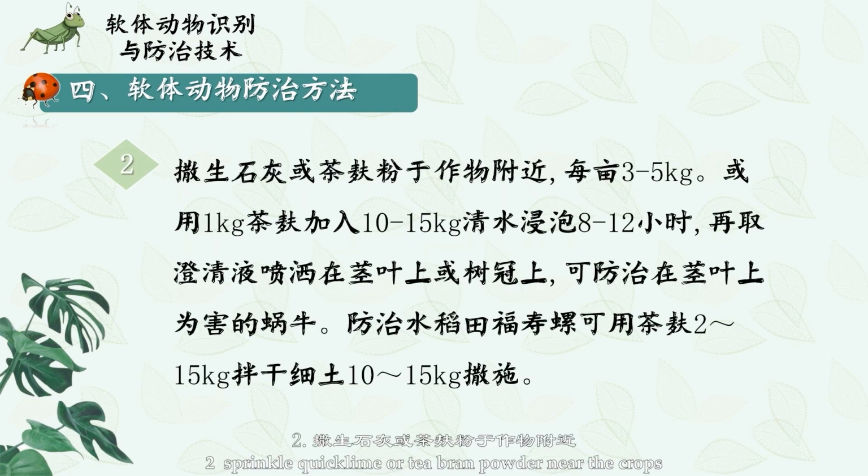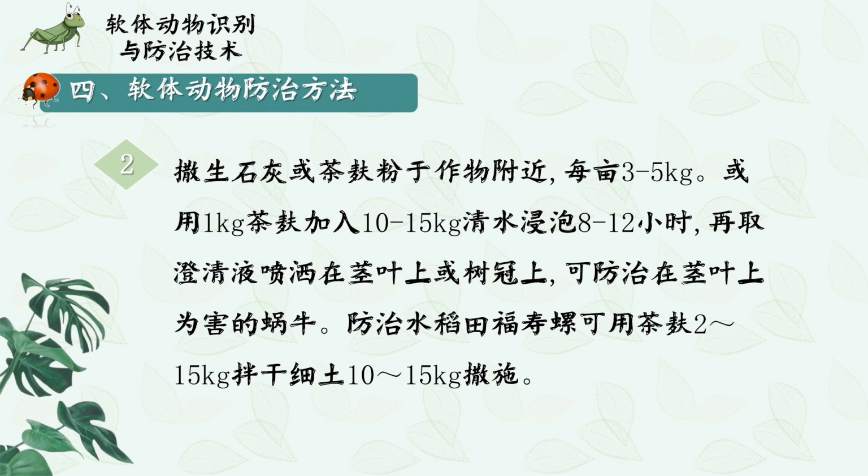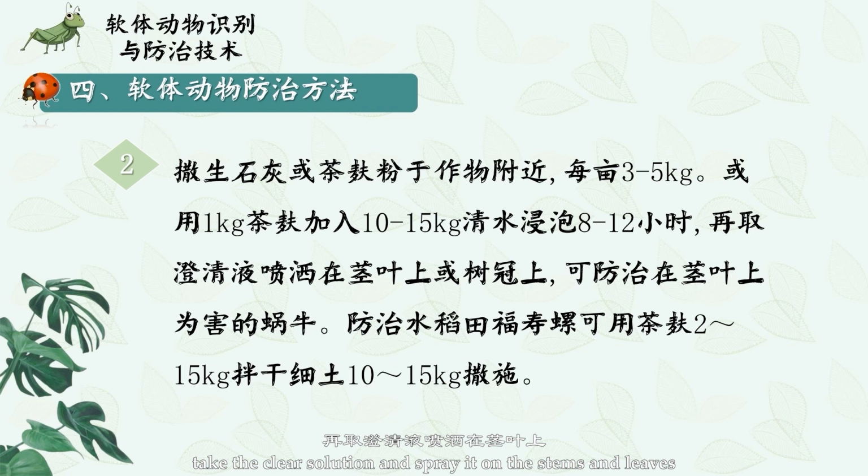2. Sprinkle quicklime or tea bran powder near the crops, 3 to 5 kilograms per mu, or use 1 kilogram of tea bran and 10 to 15 kilograms of water and soak for 8 to 12 hours. Take the clear solution and spray it on the stems and leaves or tree crown to prevent and control the snails that harm the stems and leaves. For the prevention and control of Fusho snails in paddy fields, 2 to 15 kilograms of tea bran can be mixed with 10 to 15 kilograms of dry fine soil for spraying.